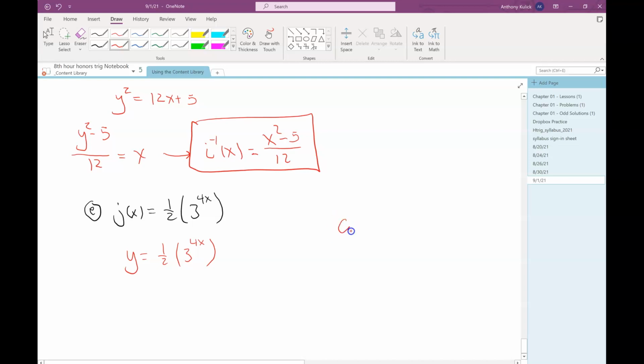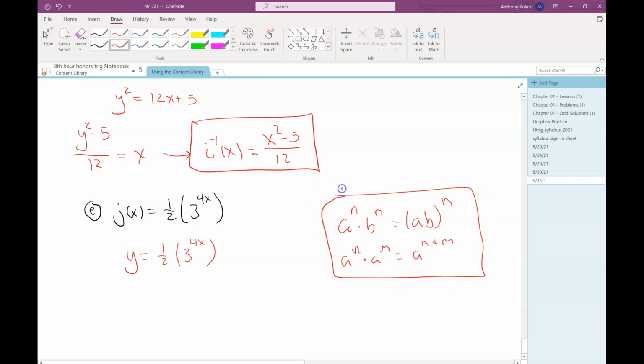Again, just in general, we had 2 rules for multiplying exponents. So if the exponents are the same, you can multiply the bases and keep the exponent the same. Or if the base is the same, you can keep the base the same and add the exponents. That's our 2 rules for multiplying from last year. Do you remember those? Okay, so I can't multiply the 1/2 and the 3.